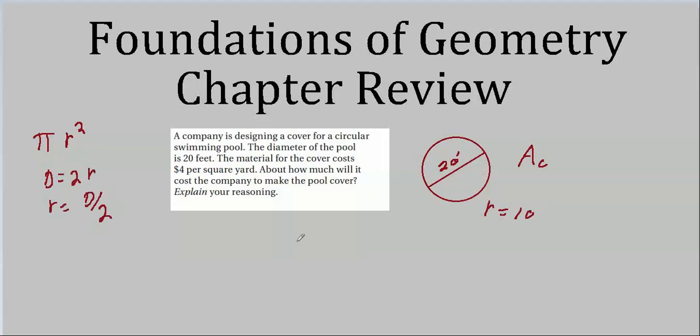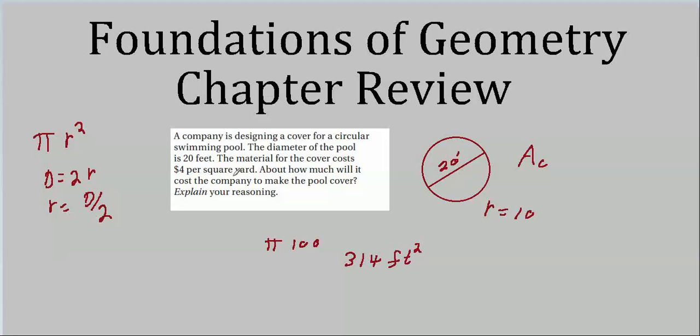So the area of the pool is pi times 10 squared, which you really should be able to do in your head. That's 100. Pi times 100, which is 314. Remember, pi is 3.14. Multiply by 100, you just move the decimal points over. So we have a 314 square foot pool. They charge $4 per square yard.